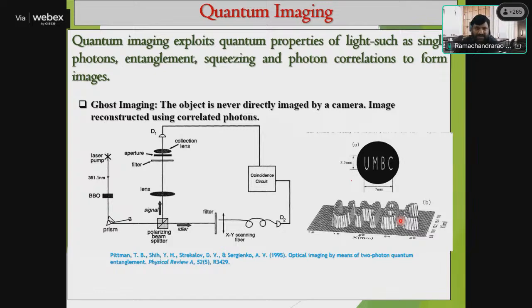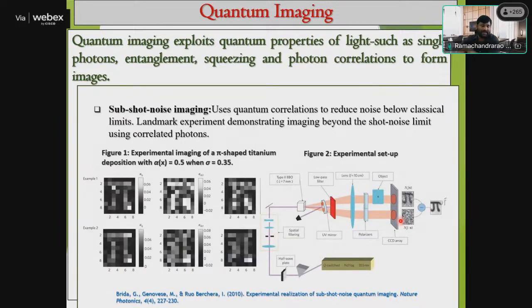So quantum imaging has some powerful applications. And importantly, if you do classical imaging, you can never go down to sub shot noise imaging. But whereas if you use quantum correlations, like what I discussed previously, you can even push it to less than the shot noise limit using the correlated photons. So this is the pi. This is the example it has shown.